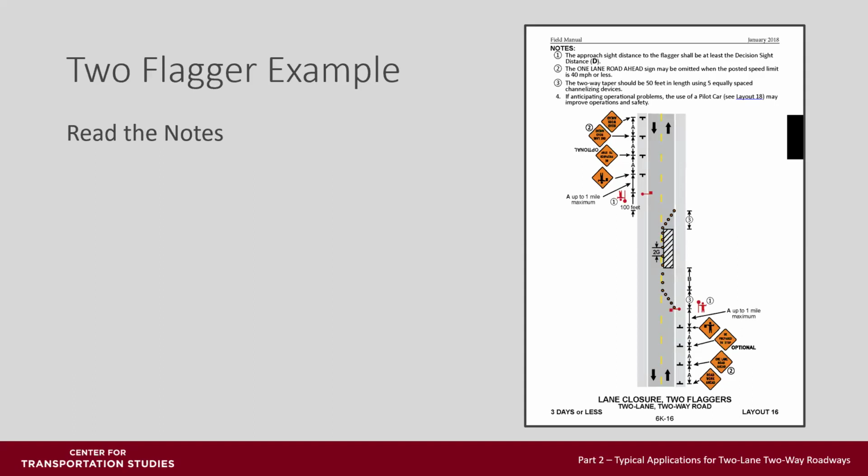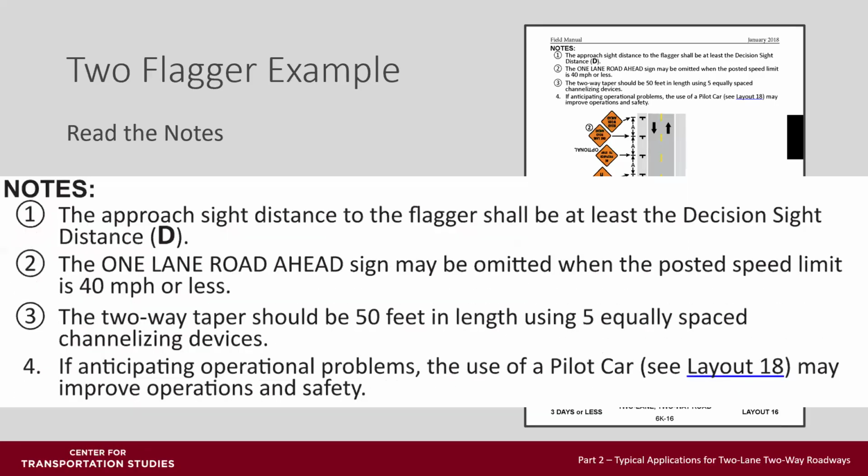Let's take a look at an example of a two flagger setup to determine the location of all the traffic control devices. First is to read all of the notes for that layout. The approach sight distance of the flagger should be at least a decision sight distance D that's shown in the tables. The one-lane road ahead sign may be omitted for roadways that are posted 40 miles per hour or less. Two-way tapers are 50 feet in length, as previously talked about. And there's also a layout for a pilot car in layout 18 if you have other needs.